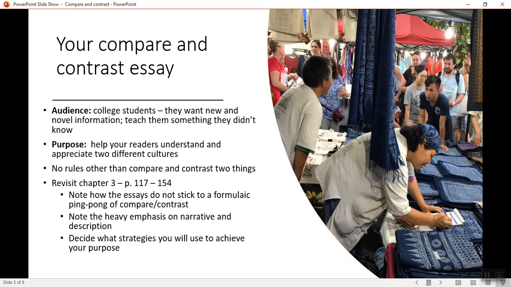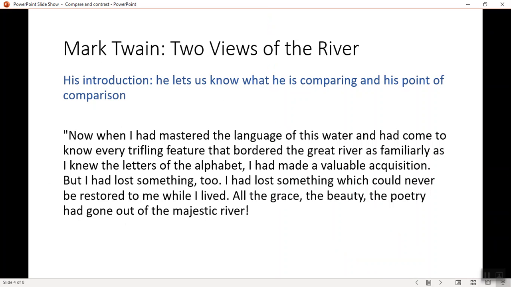And a lot of that you'll find in your brainstorming. I want to spend just a couple minutes looking at Mark Twain's essay, Two Views of the River, to show you how he did some things.